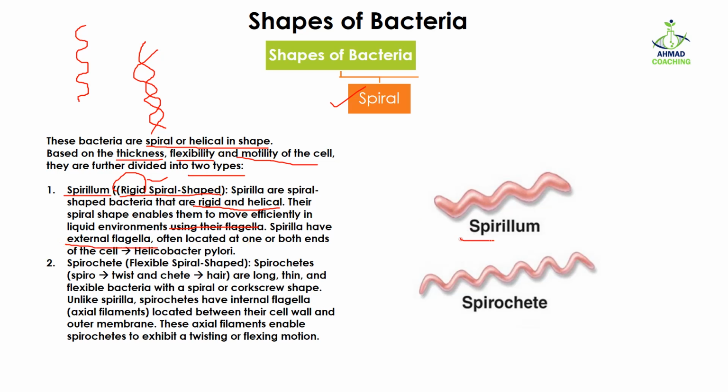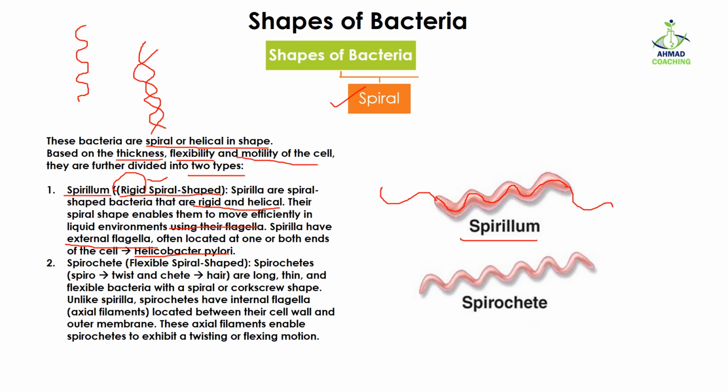So here we have spirillum. You can see they are arranged in a helical form and they are very thick because of the cell wall thickness, and because of this reason they are very rigid, and they may have flagella at one end or at both ends, which can help them in movement in the liquid environment. An example of spirillum is Helicobacter pylori, which causes stomach problems in humans.